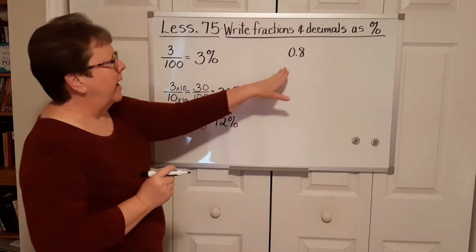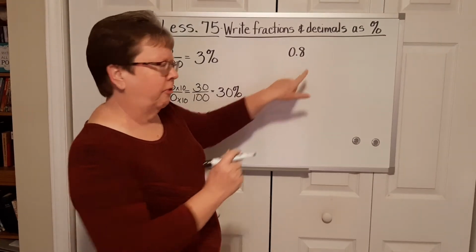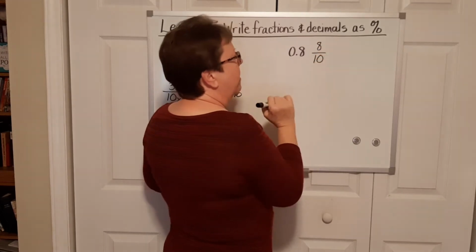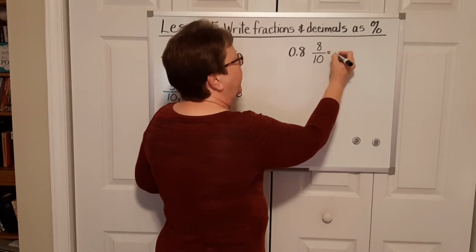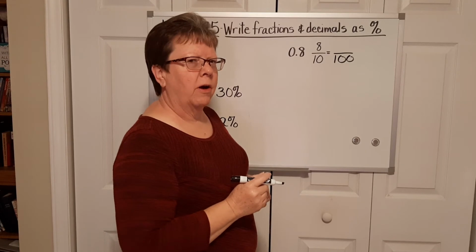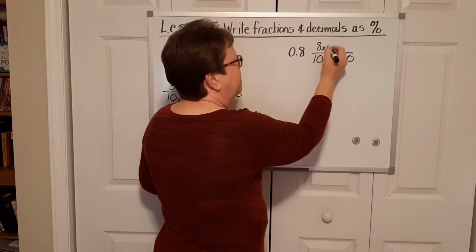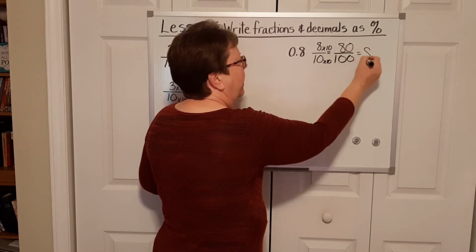Okay? Now, this one's a little bit different. This is 8/10. Okay? 8/10. So that doesn't have a denominator of 100 yet. So we can make that into a fraction with a denominator of 100. 10 times 10 is 100. 8 times 10 would be 80. So that would be 80%.